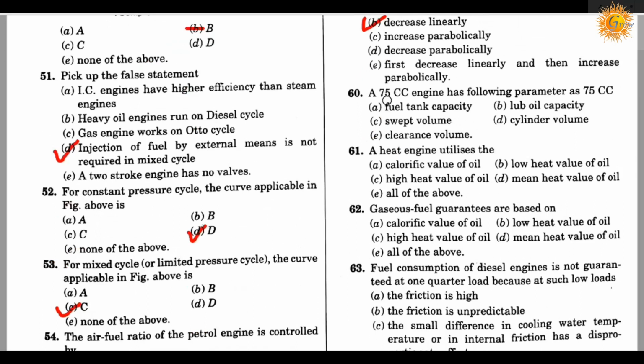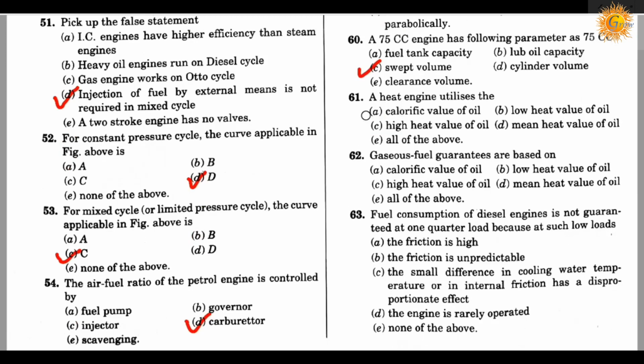Question number 60. A 75cc engine has the following parameters as 75cc. Option A, fuel tank capacity, option B, lubricant oil capacity, option C, swept volume, option D, cylinder volume, and option E, clearance volume. So the correct answer is C. It will be swept volume, 75 cubic centimeters.